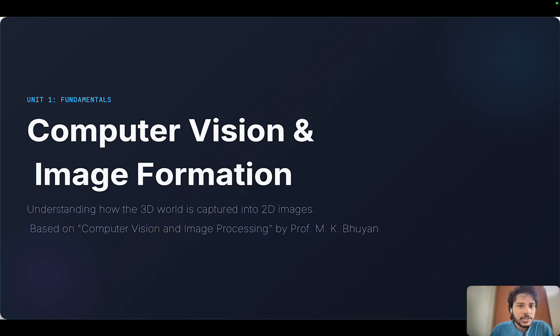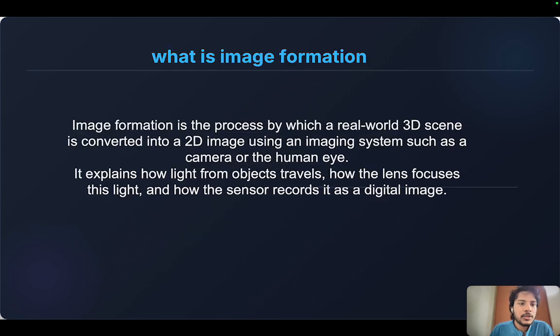So we are going into a minute topic of computer vision. Okay, image formation deals with how a 3D scene is captured and converted into a 2D structure. That is what we are talking about in image formation. Okay, what is image formation?